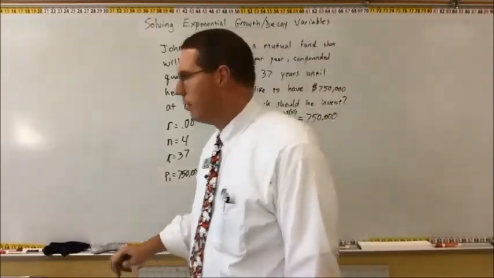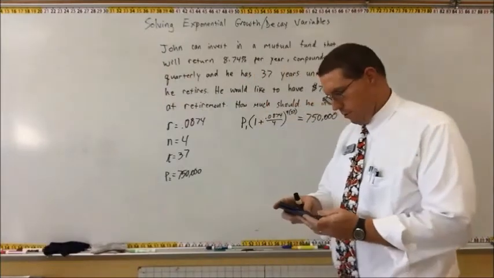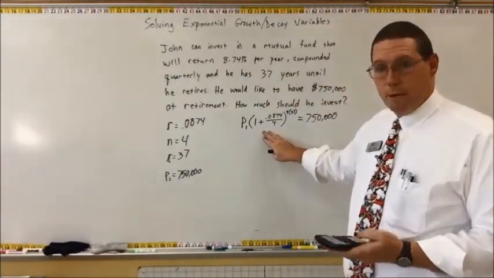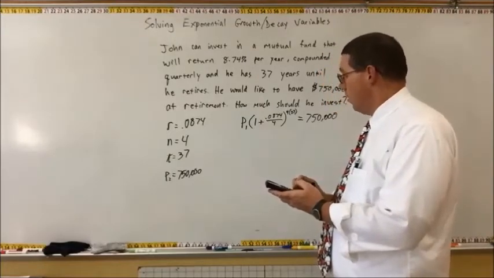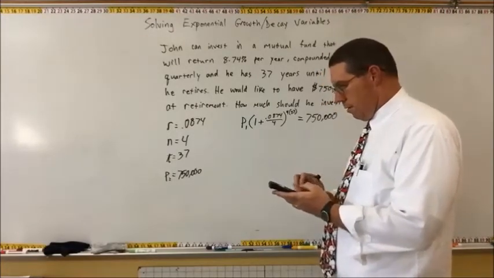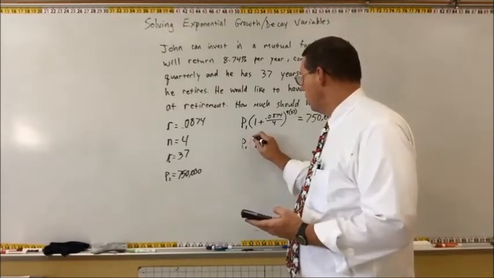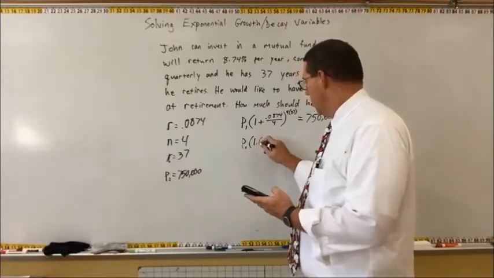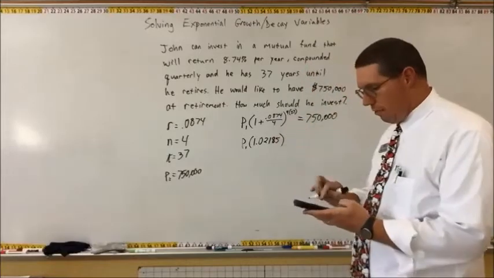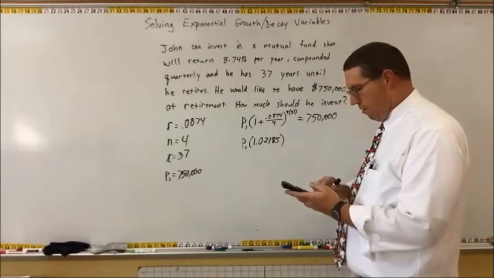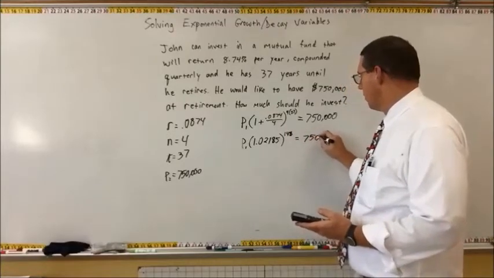So what we can do here is, let's go ahead and simplify this middle term. So we're going to grab a calculator. We're going to put 1 plus 0.0874 divided by 4 is equal to 1.02185. So we have P1 times 1.02185 to the power of 4 times 37. Well, 4 times 37, that's 148, is equal to $750,000.